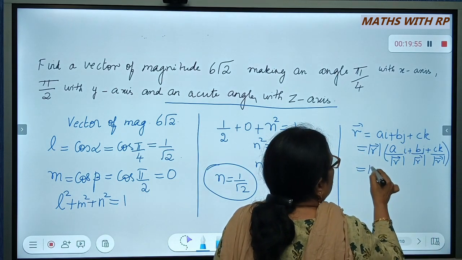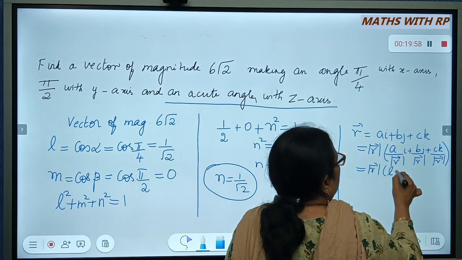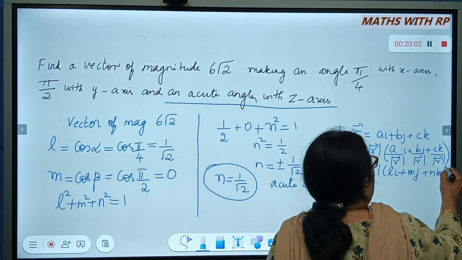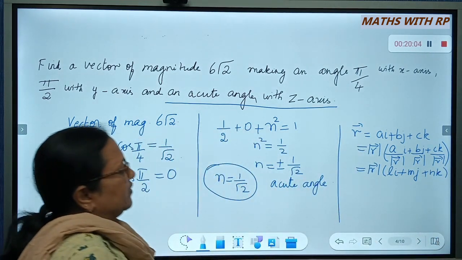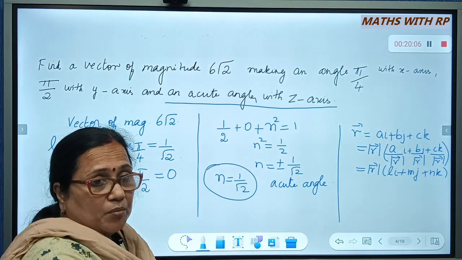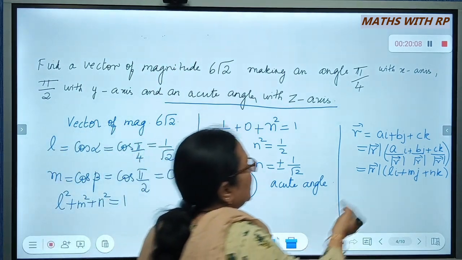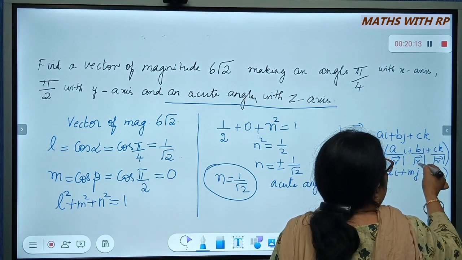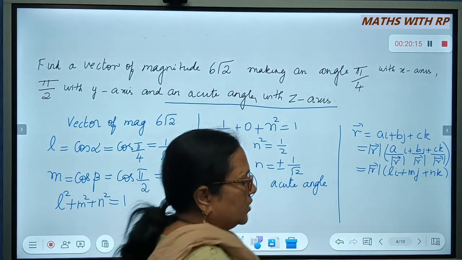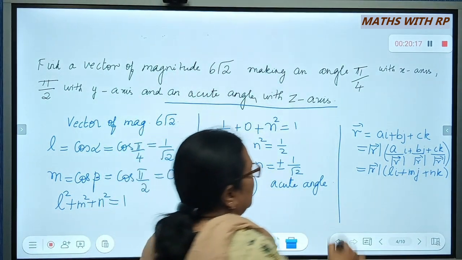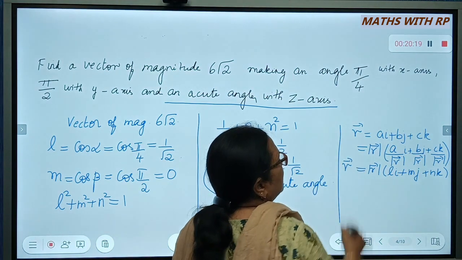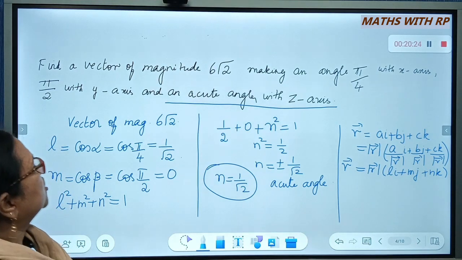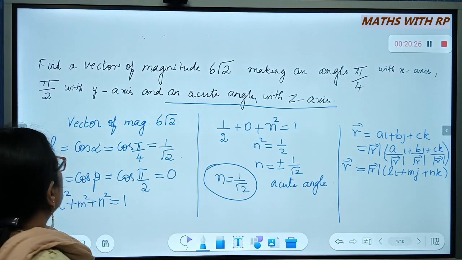So this is modulus of R vector into Li plus Mj plus Nk. I have divided and multiplied every term by the length of the vector, and I also identified A by modulus of R vector is L, this is M and this is N. Okay. So any vector can be written as its length into Li plus Mj plus Nk, where L, M, N are direction cosines.